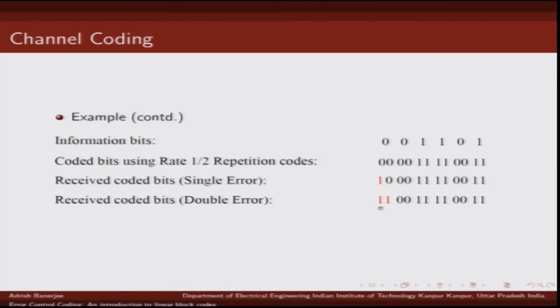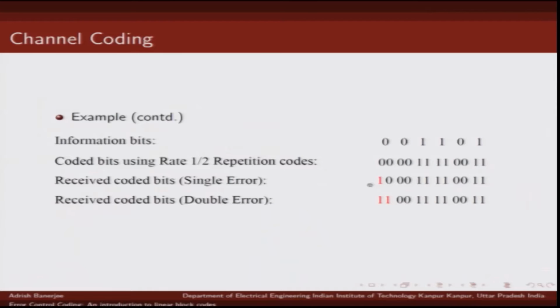This kind of thing happens when the error pattern is such that it transforms one code word into some other code word. Since 1 1 is a valid code word for 1, the decoder is not able to detect this error. So, this rate 1/2 repetition code is able to detect a single error, but it is not able to detect double errors.